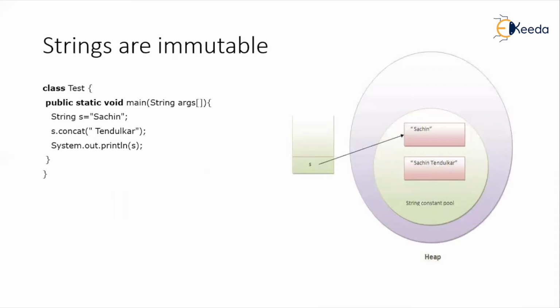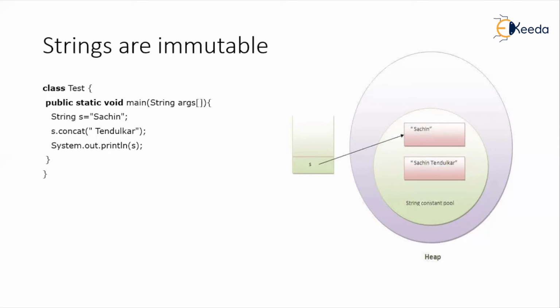Now let's look at this particular example. Say, for example, I have declared one variable s, which is of type String, and it holds the value Sachin. Whenever this variable is declared, one reference s will be created. The value Sachin will be stored in the string constant pool. What the string constant pool is, and everything about it, we are going to discuss in detail. Here we are going to discuss immutability.